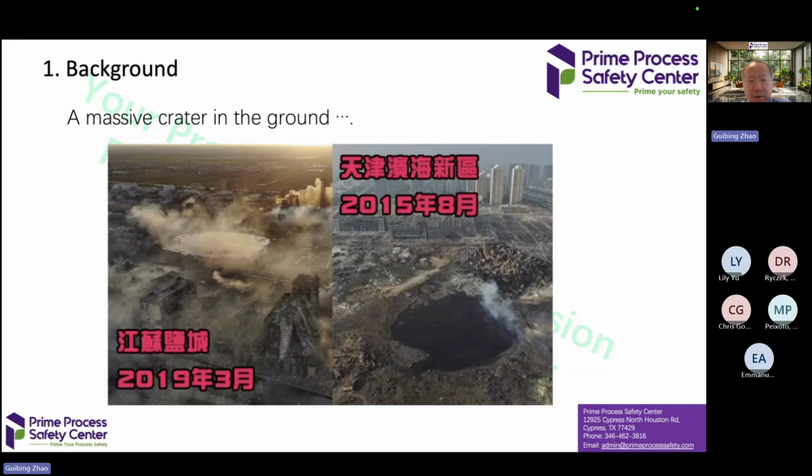You can see these two incidents happened in China. One is in North Tianjin, another one is in Jiangsu province. You can see this is a massive crater in the ground caused by the runaway chemical reaction, and that led to detonation. It's a big one.